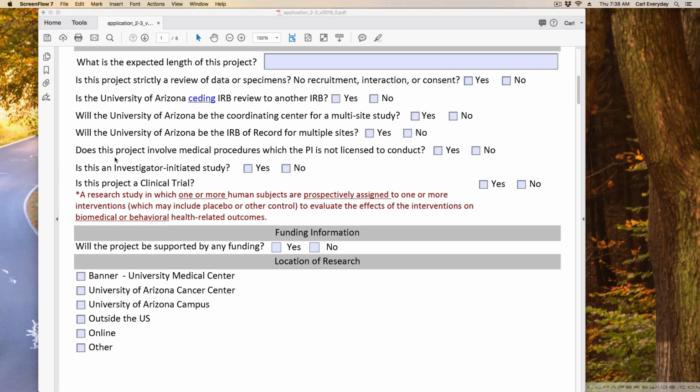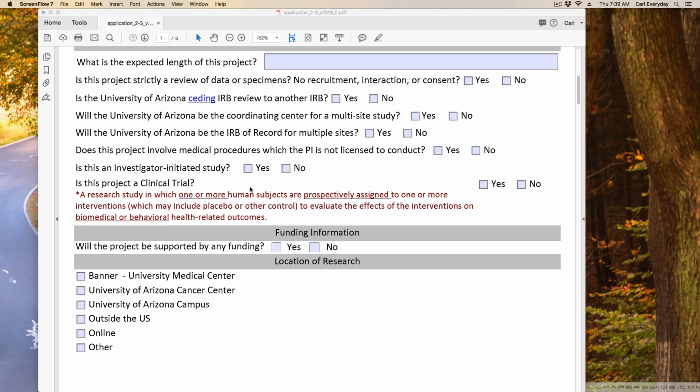I like this question. Does the project involve medical procedures which the PI is not licensed to conduct? It seems like an odd question to me. I guess it's not. I guess they want to make sure that if you're not licensed to do it, you've included people who are licensed to do the medical procedures. Is this an investigator-initiated study? That would be a yes for any of you.